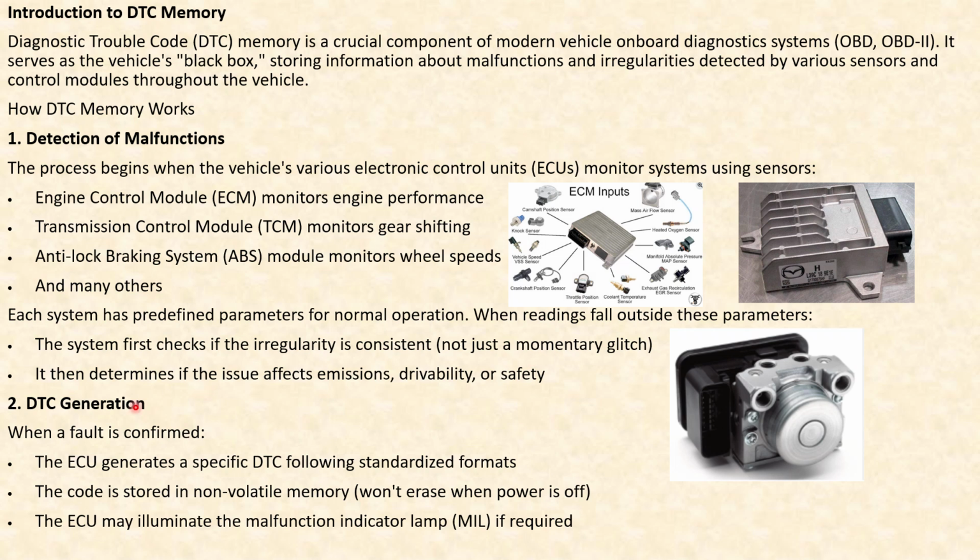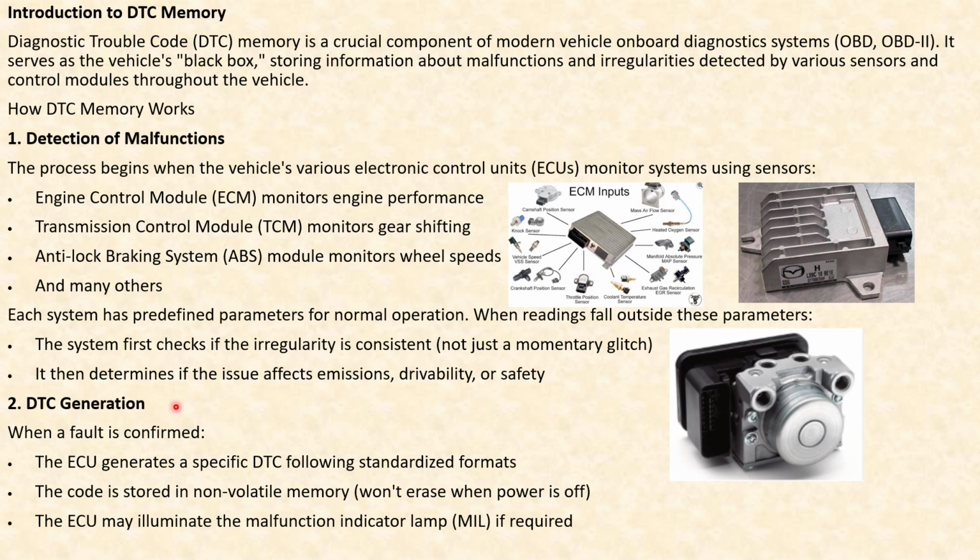Okay, so first of all, before the vehicle confirms that a DTC is detected, the system first checks if the irregularity is consistent, not a momentary glitch. It then determines the issue's effects on emissions, drivability, and safety. I have mentioned three systems here: engine, transmission, and anti-lock braking, which correspond to emissions, drivability, and safety.